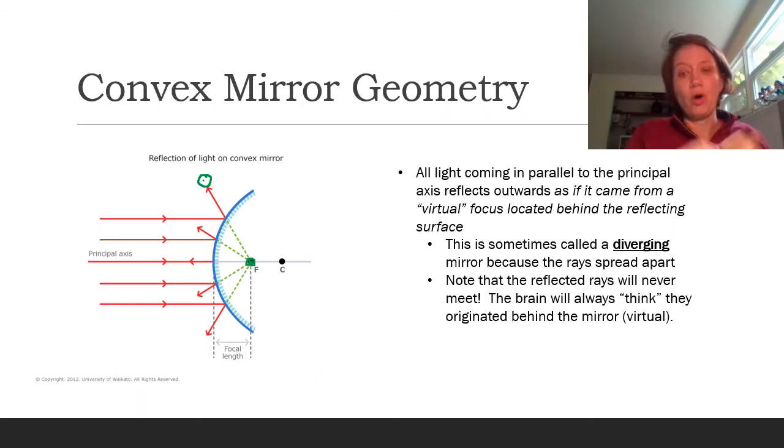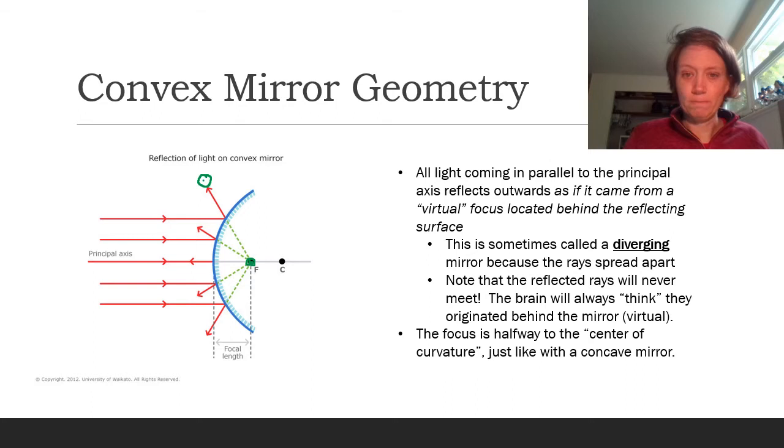So the brain always thinks that these images came from somewhere behind the surface of the mirror, and that makes them always virtual. Just like with the concave mirror, the focus is located halfway to the center of curvature. So if that convex mirror was part of a big sphere, wherever the center of the sphere is, the focus is going to be located halfway to that location.